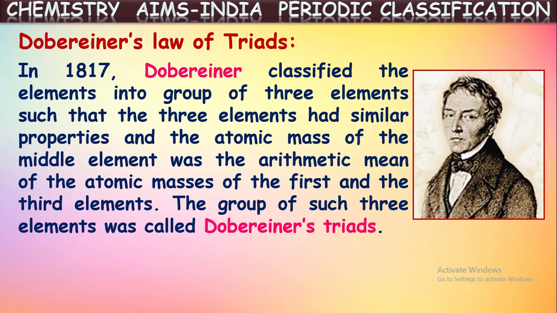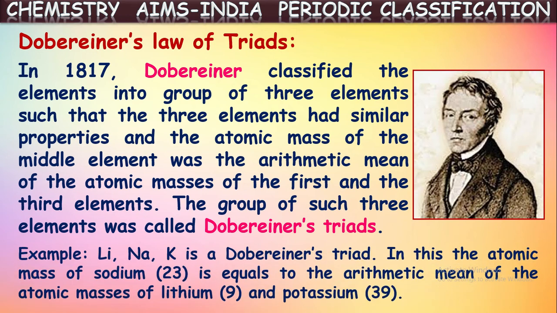Okay, the next scientist was Dobereiner. He classified three elements into one batch, and he arranged these three elements in the increasing order of their atomic mass. Then he observed one more interesting point in common among these set of three elements. That is, the atomic mass of the middle element is nearly equal to, or sometimes exactly equal to, the arithmetic mean of the atomic mass of the first and third elements. So in that way, he arranged three elements as one set. He called his group of three elements a triad. It is called in honor of his name as Dobereiner's triad.